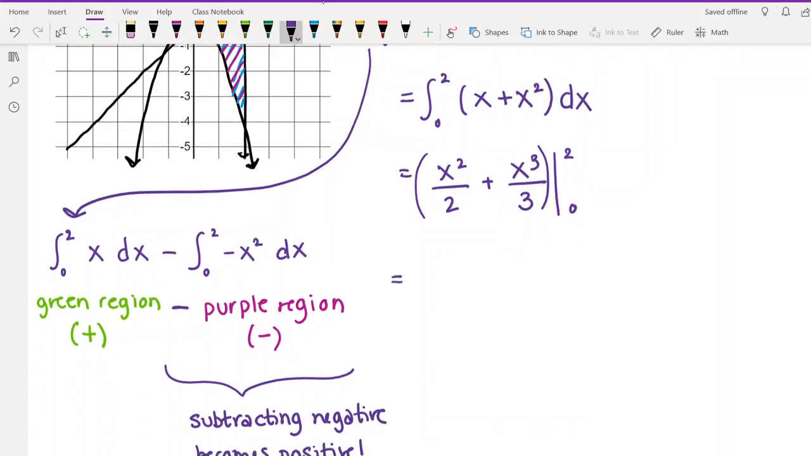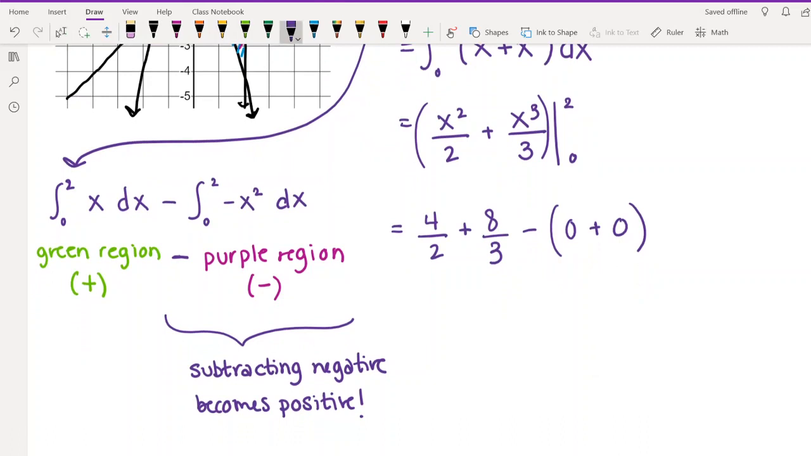So when we plug in 2, we get 2 squared is 4 over 2 plus 2 cubed is 8 over 3. And then when we plug in 0, you're just going to get 0 for both of them. So our final answer in this case is going to be 4 halves, which is 2, plus 8 thirds. If we make a common denominator, that's going to be 6 thirds plus 8 thirds. And so our final answer is going to be 14 thirds.